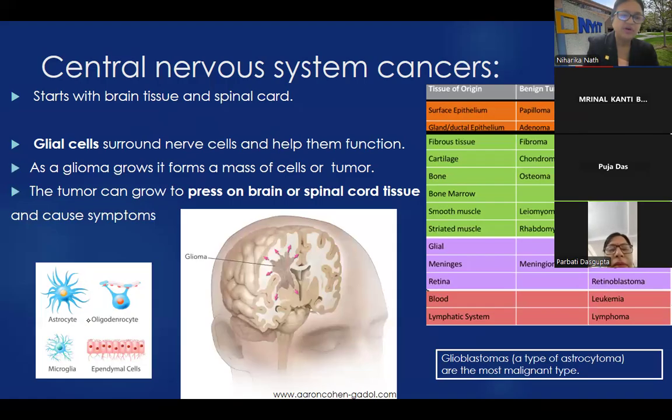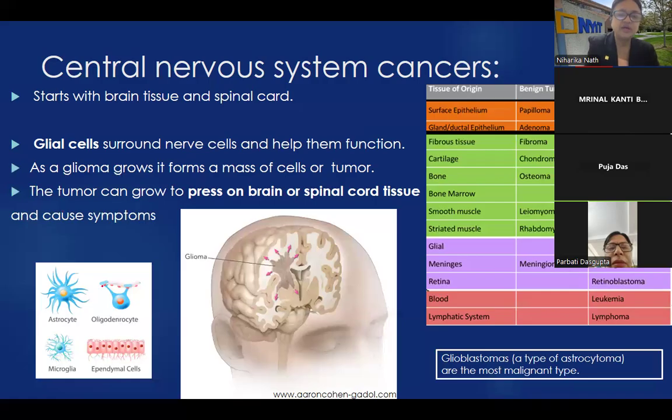What are they? These are astrocytes. You don't need to know all these names, but these are all supporting kind of cells, and they are called glial cells. Glial cells surround the nerve cells. They're support cells, and they help the nerve cells to maintain their functions. So these are all central nervous system cells.